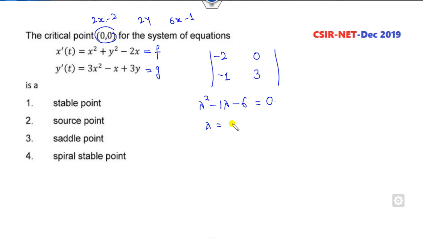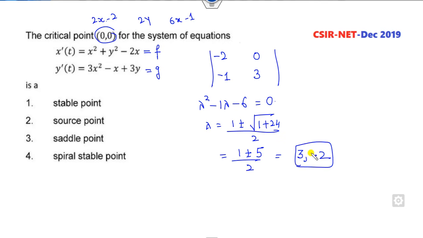Now what are those? So 1 plus minus square root of b square plus 2ab over 2. So it is 1 plus minus 25, so 5 over 2. So 3 and 2 are the factors. So when you take a plus, one is positive, other is negative. So it is called the saddle point. So the right answer is C. One is positive, other is negative, called the saddle point.